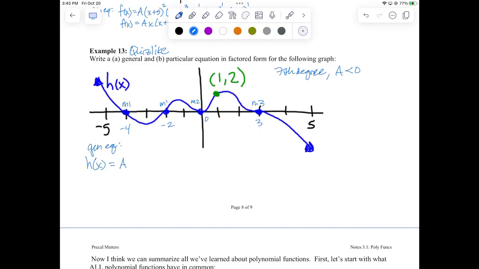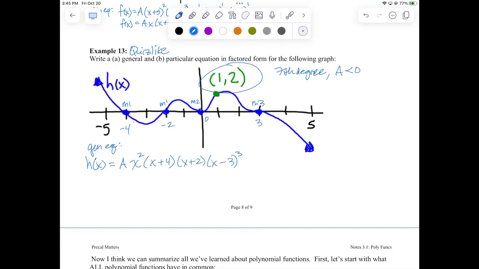h of x equals a times x plus 4 to the first times x plus 2 to the first times x. I'm going to go ahead and use Notability, scoot that over, and I'm going to put x squared there. It's a bounce at 0 this time, so it's x minus 0 quantity squared, or just x squared. I'll pull it to the front right away, and then I get x minus 3 to the third power. So again, if we know the root, x minus that number is the factor, and the multiplicity is the exponent. So we got a cross, a bounce, and a wiggle, and I pulled the x squared in front. So there's the general equation.